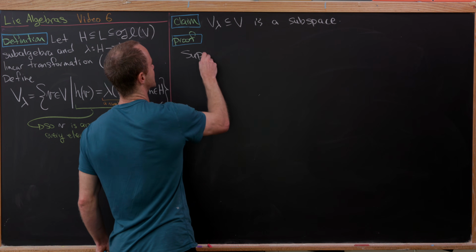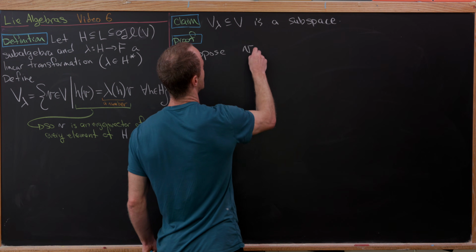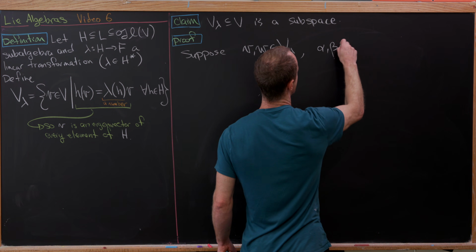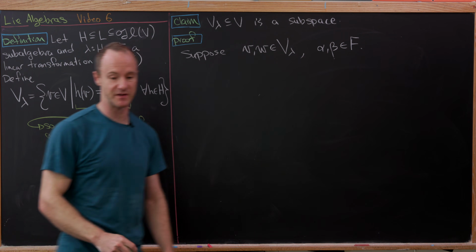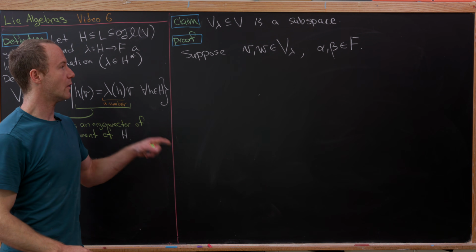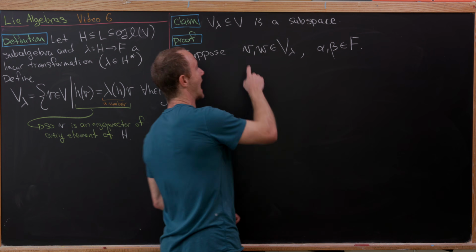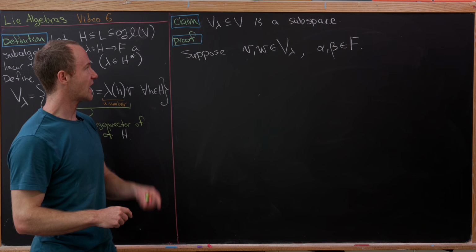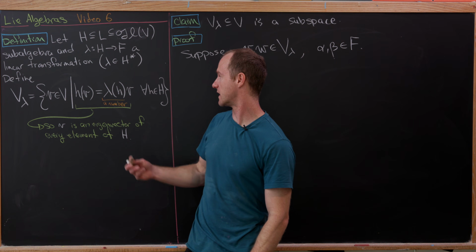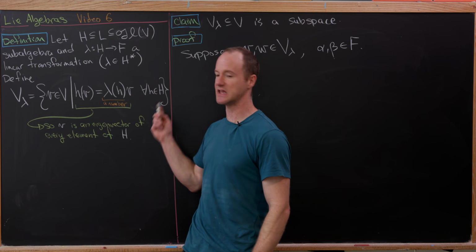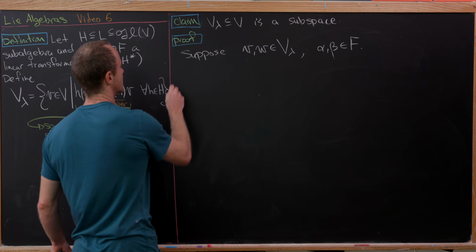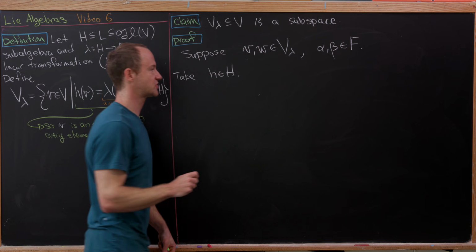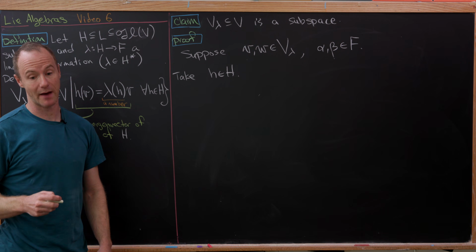Okay, so let's suppose that we've got two vectors. I'll call them v and w inside of V_lambda. And we've got two numbers. I'll call them alpha and beta inside of the field F. And what we want is for alpha v plus beta w to be inside of V_lambda. But we've got a rule in order to get inside of V_lambda, and that is it has to satisfy this thing over here. Okay, so then let's take some arbitrary h inside of H and make sure this happens.